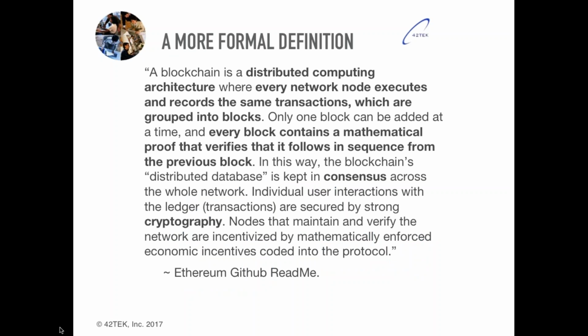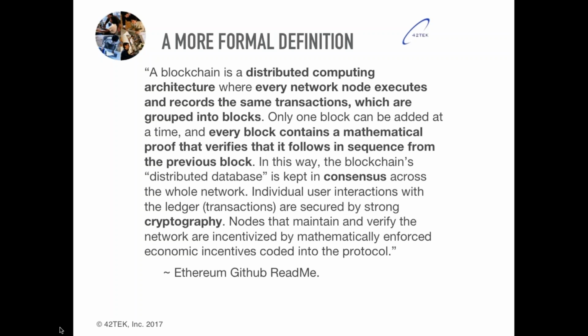Let's walk through this formal definition from Ethereum, which is one of the types of cryptocurrency. A blockchain is a distributed computing architecture where every node executes and records the same transactions, which are grouped into blocks. Only one block can be added at a time, and every block contains a mathematical proof that verifies that it follows in sequence from the previous block. That's true in Ethereum and Bitcoin, not necessarily in some of the other kinds of blockchains, but generally that's the concept.